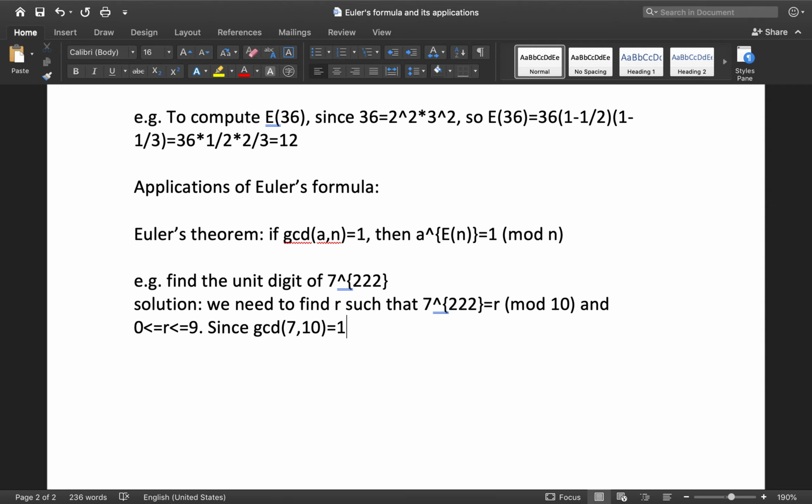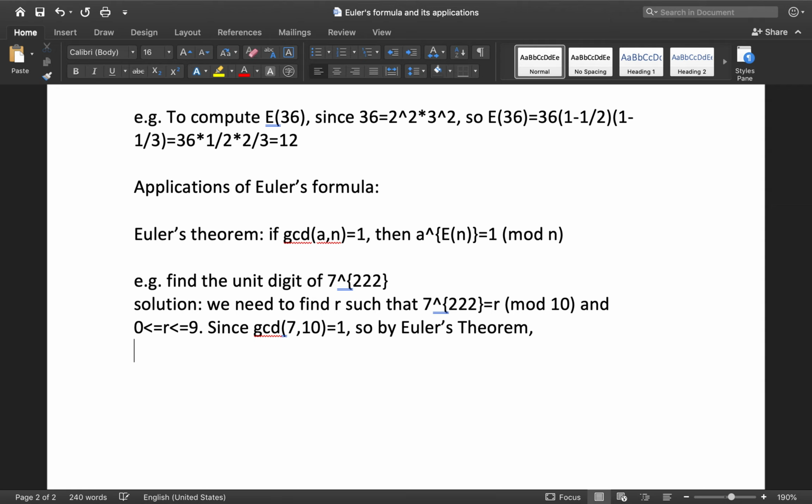Okay, so if 7 is a prime number, there's only two choices, only 1 and 7, to be the GCD. Now it's clearly 10 is not divisible by 7, so GCD must be equal to 1. So GCD of 7 and 10 equals 1. So by Euler's formula, I should say Euler's theorem, the theorem we just proved, then we can do what?